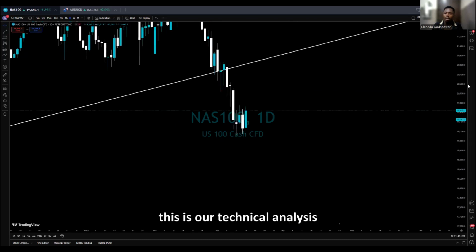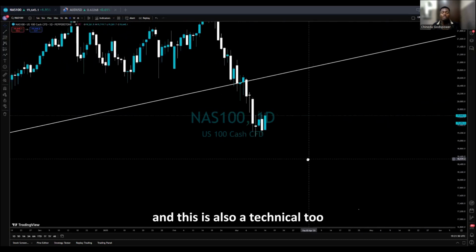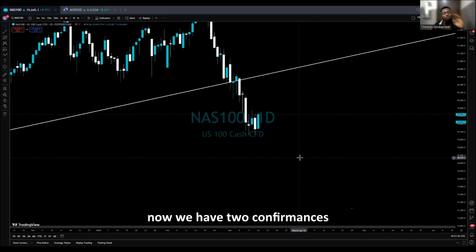This is our technical analysis, and this is also a technical tool. Now we have two confluences. Price is supposed to retest, and now we have an engulfing candle on the daily. What more confirmation do we need?